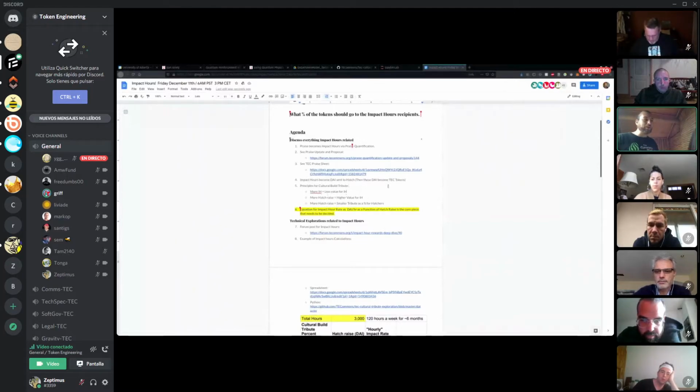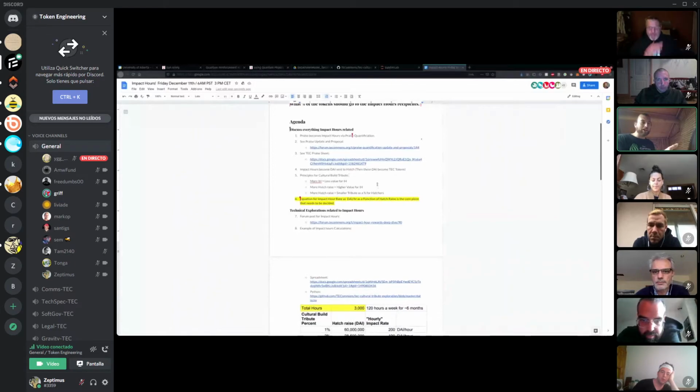If we raise more in the hatch, then the value of each impact hour should go up. But also, if we raise more in the hatch, then the people who are contributing money should have to donate less. So we want to make sure that the incentives are aligned for both the hatchers and the impact hour people to want to have a large hatch raise. And that's the goal of this.